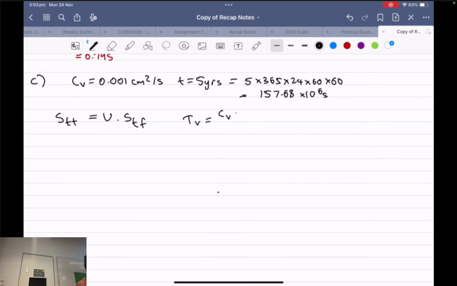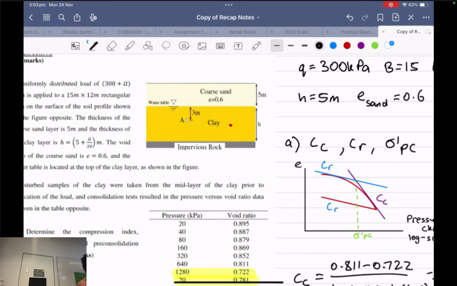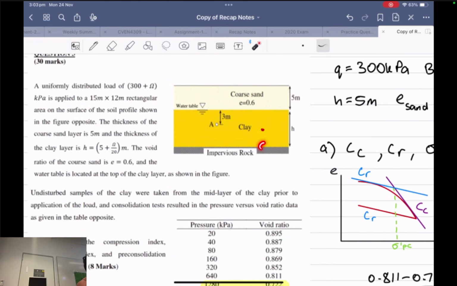we had a formula for that earlier. It's CV times T over HD squared. And we're given all these values. 0.001 is CV. T is 157.68 times 10 to the 6. And your drainage path, HD. So we talked about drainage path earlier. What would the HD be for this clay layer?